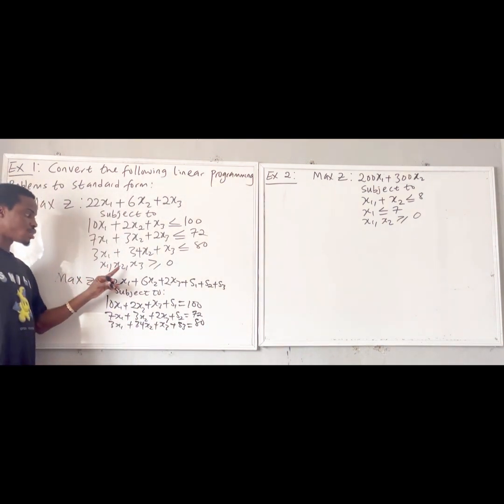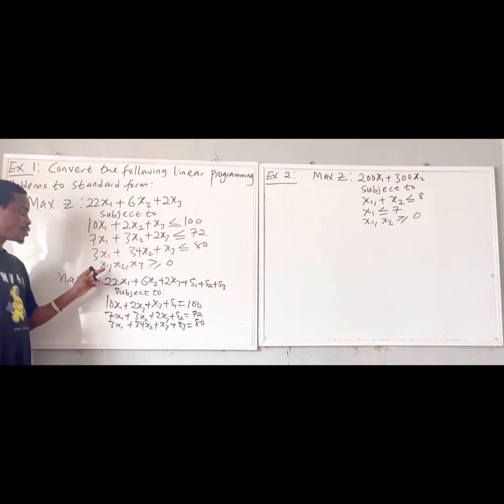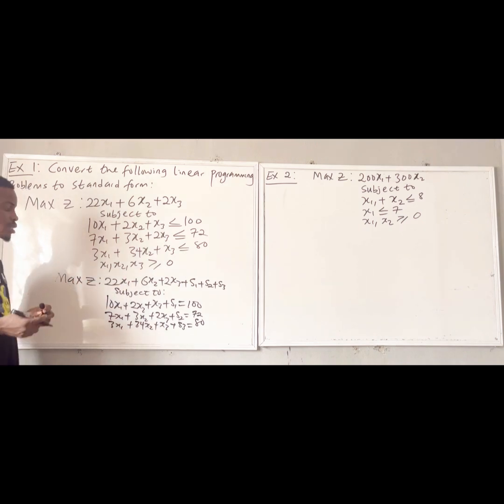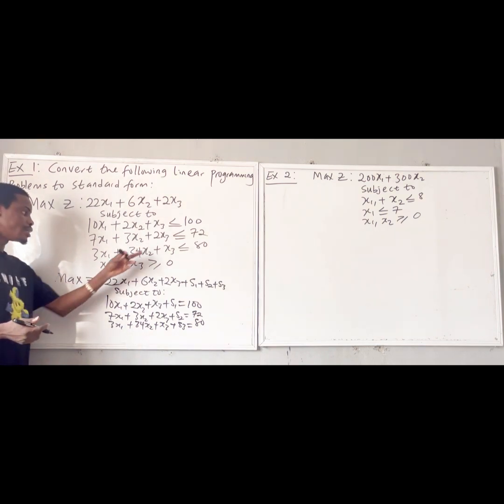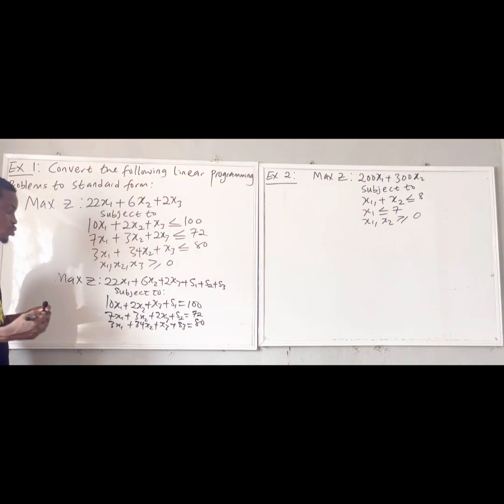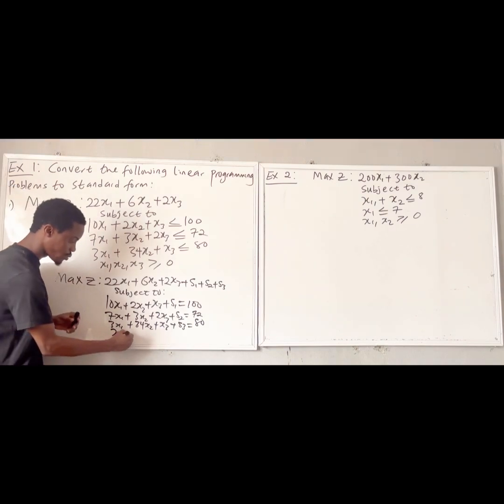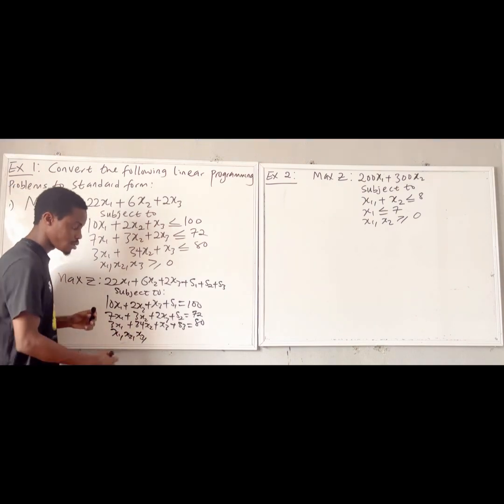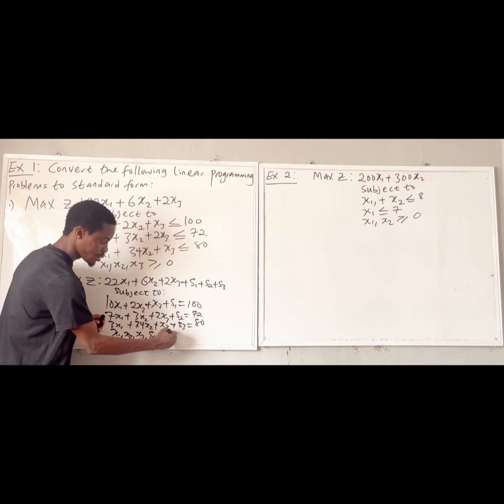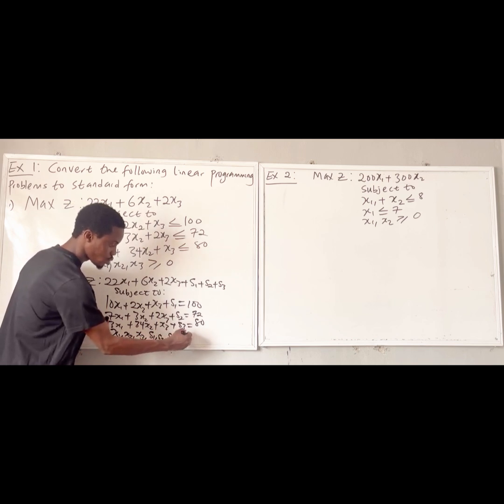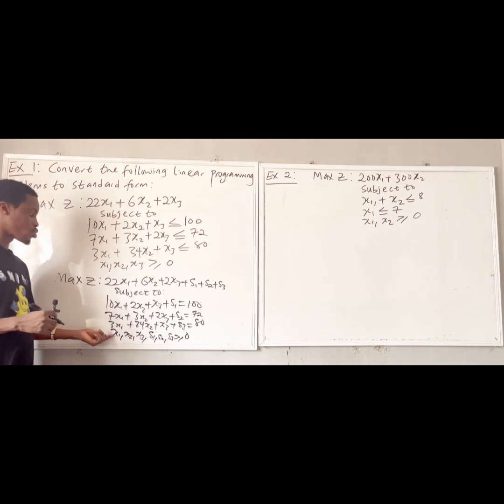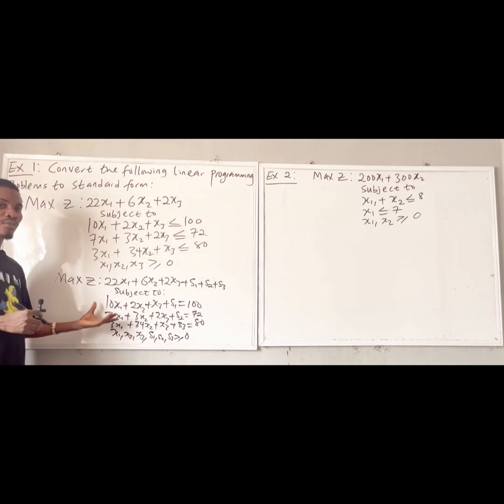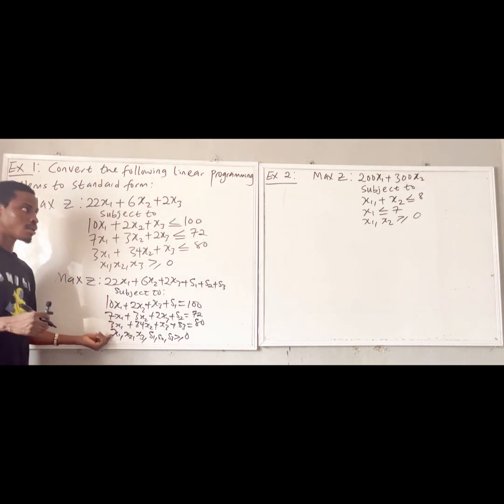So we are going to have x1, x2, x3. That is our non-negativity here. That is, the decision variables x1, x2, x3 are non-negative, that is, they are greater than or equal to 0. As well as the slack variables that we added to it. So we have x1, x2, x3, then the slack variables s1, s2, s3 greater than or equal to 0. These are non-negative. So therefore we have converted the linear programming problem to standard form.